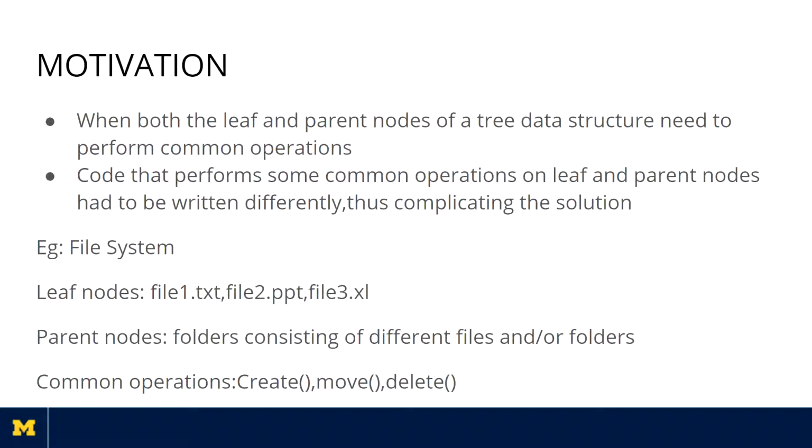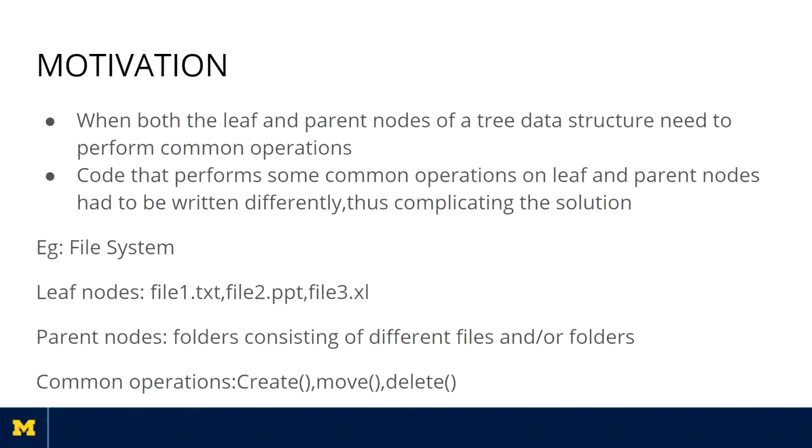Motivation. A composite design pattern is needed when you have a tree data structure and it has leaf and parent nodes. Your leaf and parent nodes perform some common operations, and in the absence of a composite design pattern, you would have to write different methods for a leaf node and different methods for a parent node, and this would lead to a very complicated solution from the maintenance point of view.